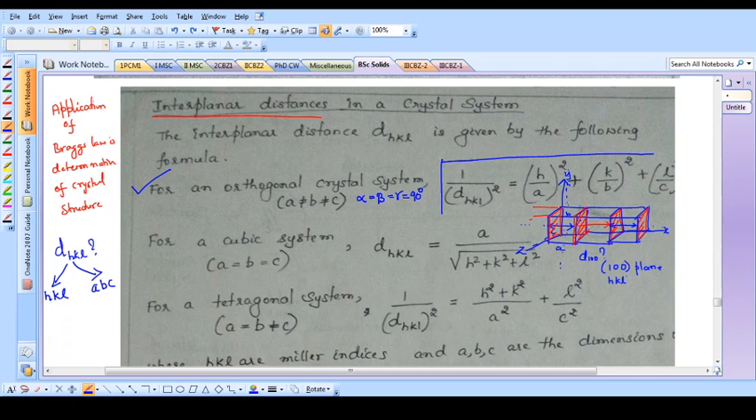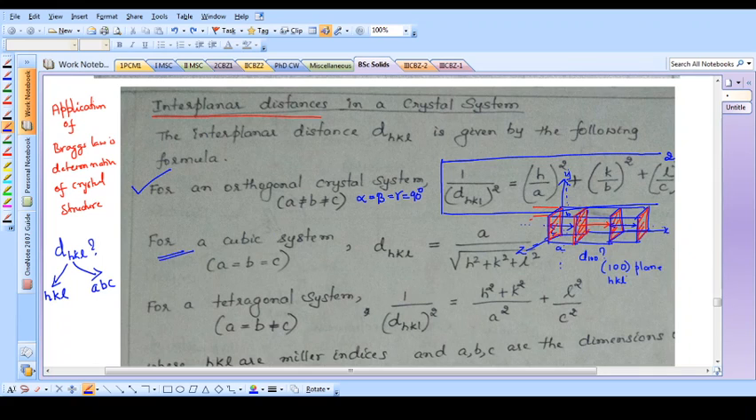The relation is 1 divided by d, that is the distance between hkl planes, whole square, is equal to (h, that is the Miller index along the x-axis, divided by a, that is the length of the unit cell along the x-axis) whole square, plus (k, again the Miller index along the y-axis, divided by b, the unit cell length along the y-axis) whole square, plus (l, that is the Miller index along the z-axis, divided by c, that is the unit cell length along the z-axis) whole square. So this is the formula to calculate d hkl for an orthogonal crystal system.